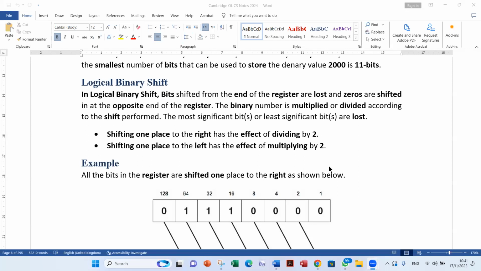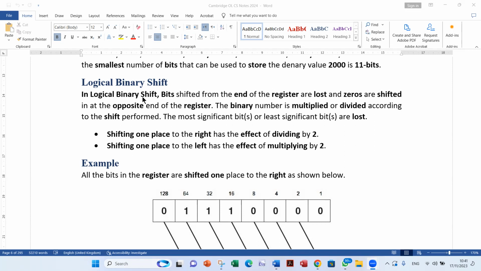Logical binary shift. You have a pattern of ones and zeros. What if you shift them all one place to the right? Or what if you shift them all one place to the left? How can that be done? Maybe they ask you to do this. And what is the effect of doing that? I will teach you the effect. We will practice.